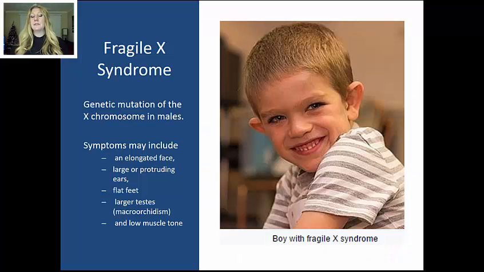Next, I'm going to discuss briefly Fragile X syndrome. In Fragile X syndrome, there is a genetic mutation in the X chromosome that leads to physical symptoms which include an elongated face, large or protruding ears, flat feet, larger testes, and perhaps low muscle tone.